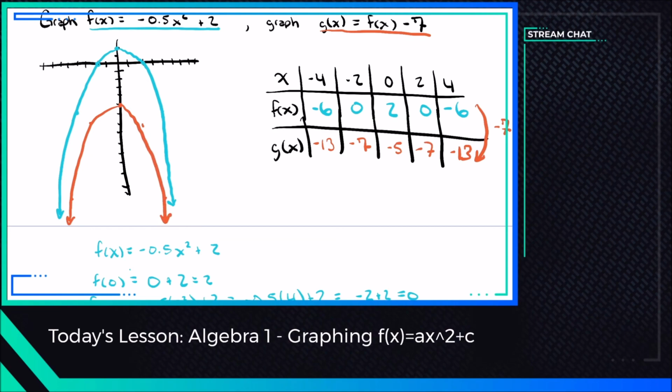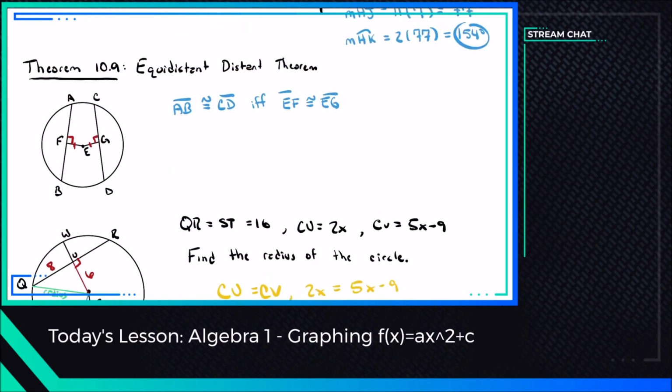And that's how you do it. That's how you graph with having a plus or minus at the end. It's really straightforward. I think you guys will really get this. Like I said, today was a very short lesson, and that's all I got for you today.